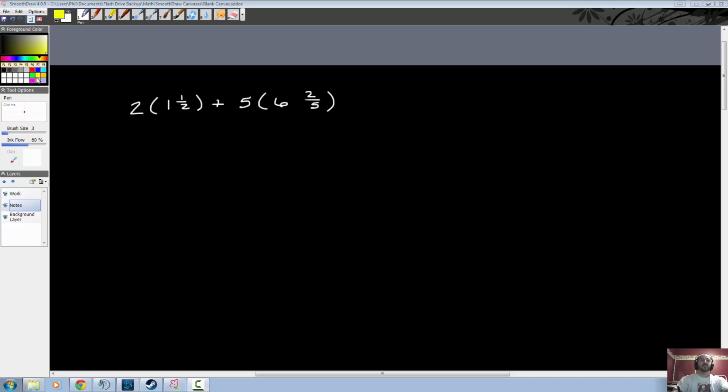All right, first things first. What we want to do in this first example, and I'm going to do this twice, is we're going to convert the mixed numbers into improper fractions. So we're going to take this mixed number and we're going to turn it into an improper fraction.